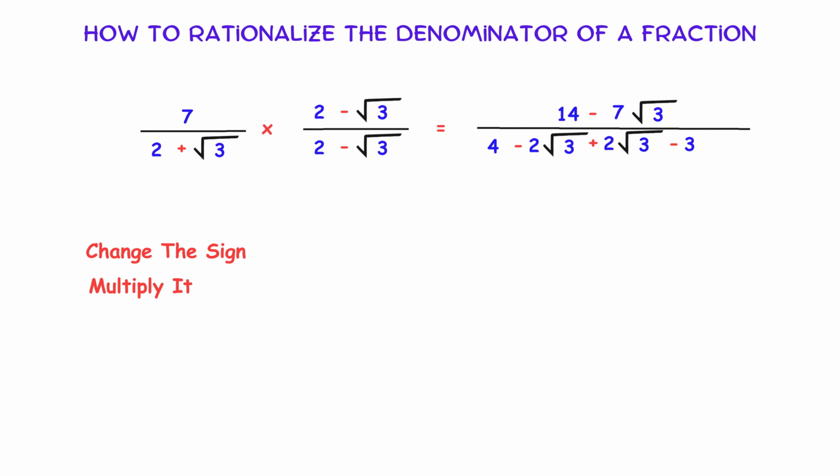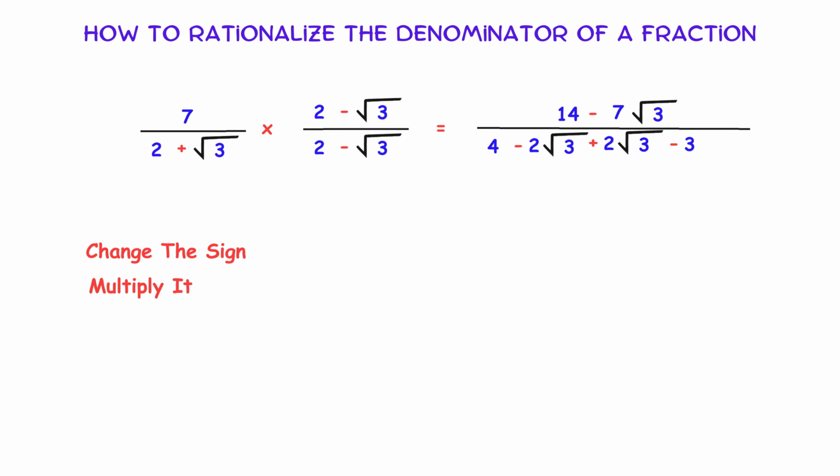Next, we need to multiply it all out. So for the top, 7 times 2 is 14, and 7 times minus root 3 is minus 7 root 3. Then for the bottom, 2 times 2 is 4. 2 times minus root 3 is minus 2 root 3. Root 3 times 2 is plus 2 root 3, and root 3 times minus root 3 is minus 3.